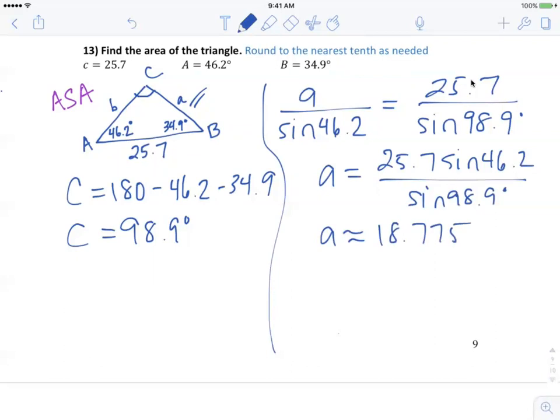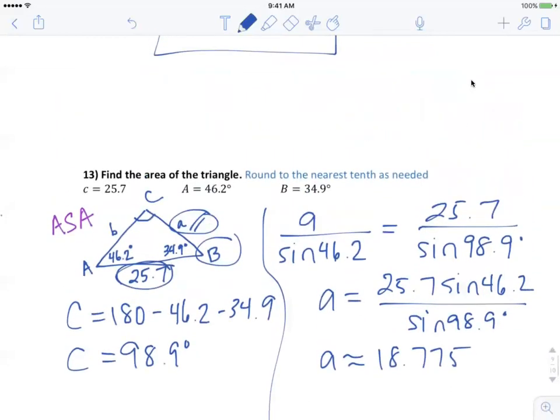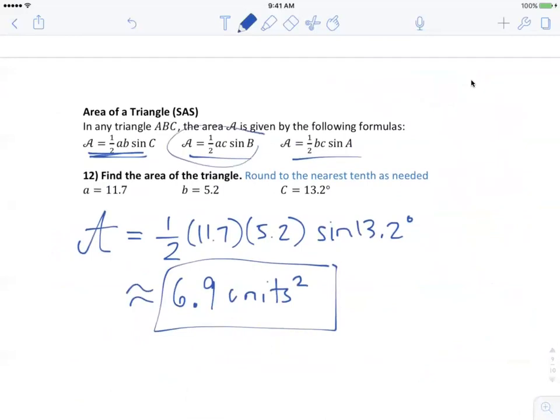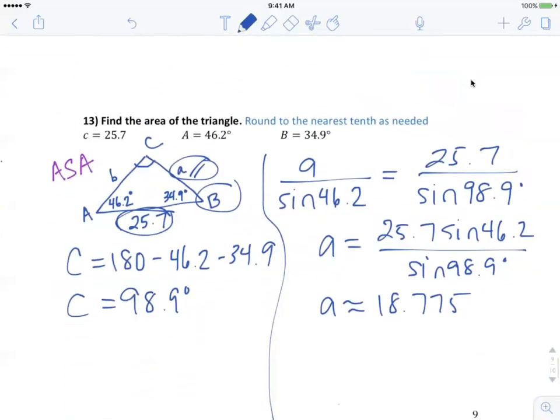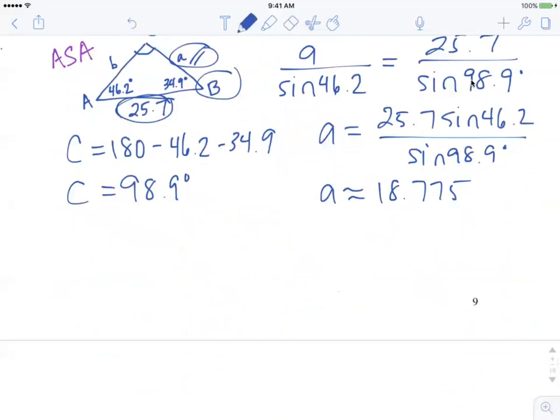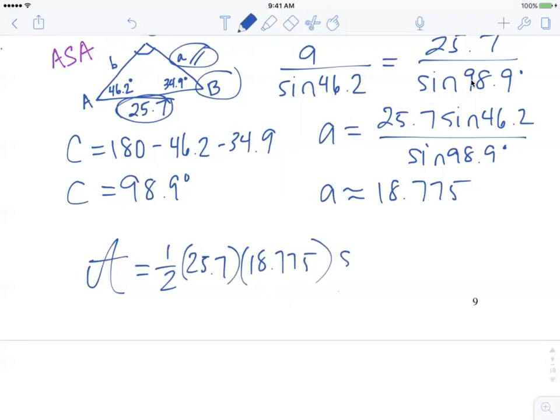Now I've got C and A and the angle B, right? So I have that side-angle-side. Now I can set up my formula. Cursive A equals 1/2 times 25.7 times 18.775. So the two sides, it doesn't matter the order, and then the sine of the angle. Then calculate that out, and you should get about 138.0. And we did it.